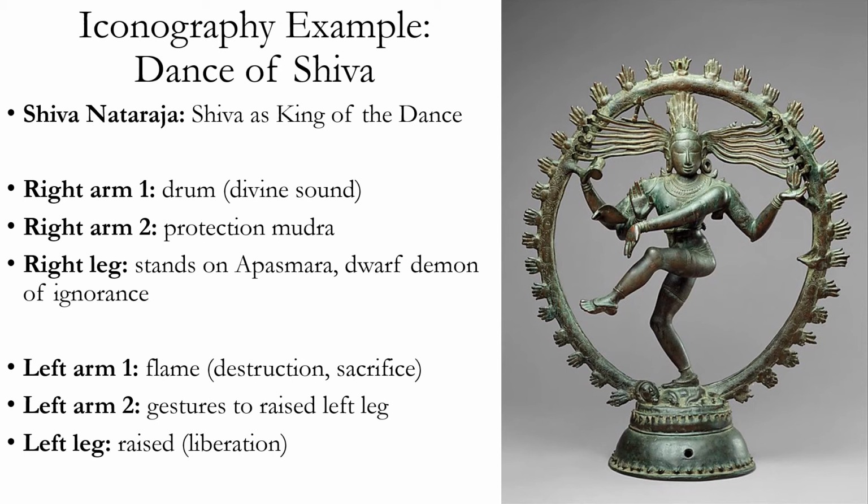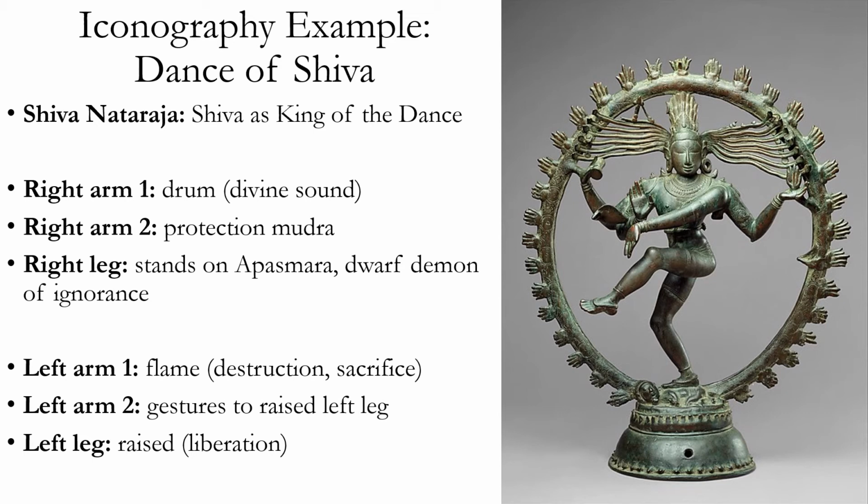So let's look at a particular example of an icon. This is Shivanataraja, which is depicting Shiva as the king of the dance. Now, there are multiple icons that have this general form, but they tend to follow a specific pattern. In Hindu iconography, it's common for every gesture and every aspect of the image to have symbolic meaning. So in this image, Shiva has 4 arms and 2 legs and 1 head. He's surrounded by a circle of flame, which symbolizes the destruction of the universe that takes part as part of the cosmic cycle that's governed by Shiva.